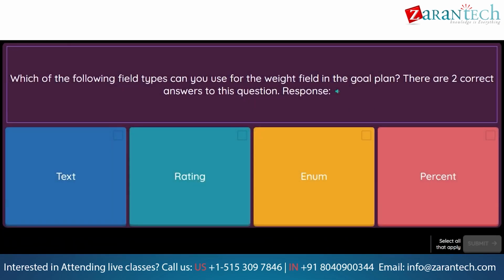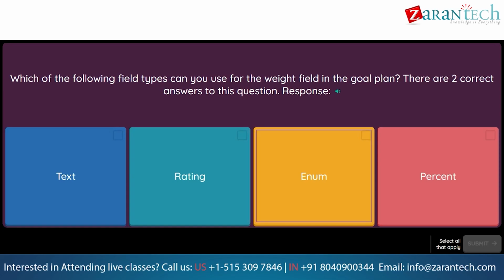Question: which of the following field types can you use for the weight field in the goal plan? There are 2 correct answers to this question. Response: Option 1, text. Option 2, rating. Option 3, enum. Option 4, %.